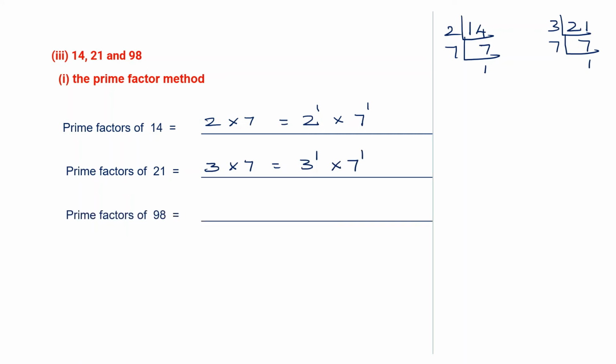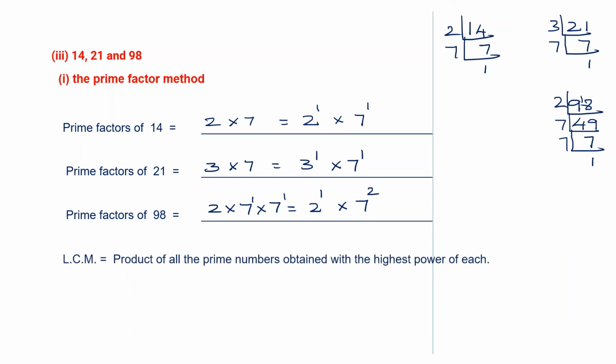Next one, prime factors of 98. So let's see. I'll start with 2. 2 4's are 8. Then I have 1 left, so that becomes 18. 2 9's are 18. Then this is divisible by 7. 7 7's are 49. Then 7 1's are 7. So what are the factors of 98? The prime factors 2 into 7 into 7. So the index form will be 2 raised to the power of 1 and 7 raised to the power of 2 because there are two 7's.